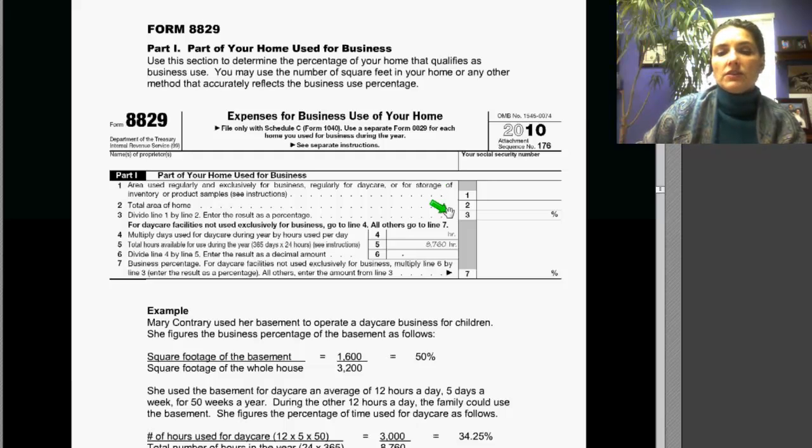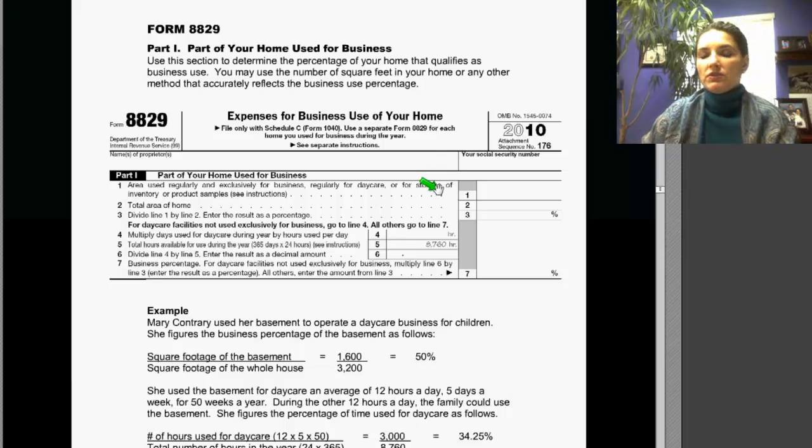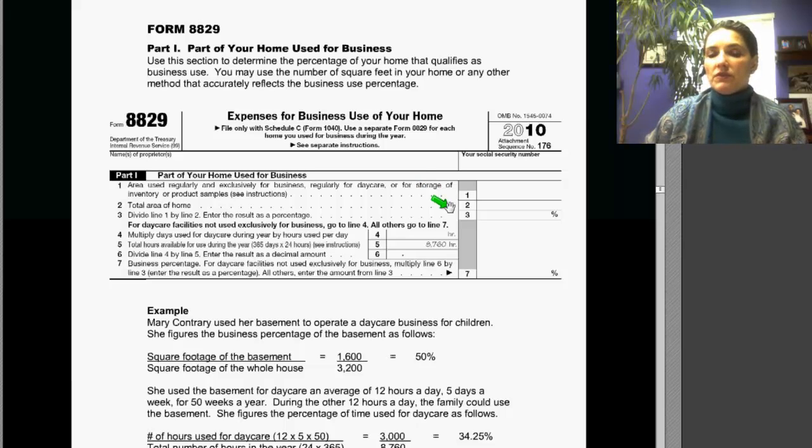Then on line 2, you enter the total size of your home. Normally it would be done in square footage, but of course you could do a room count like I already said. So let's just suppose that you have a 200 square foot office, your home is 2,000 square feet. Well then on line 1 you would enter 200, and on line 2 you would enter 2,000, and you would divide 1 by 2, and you would enter 10% business use on line 3.